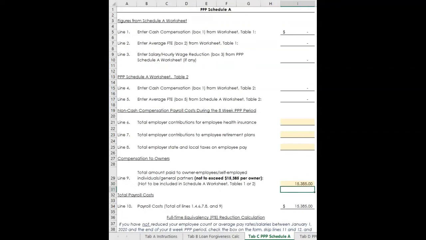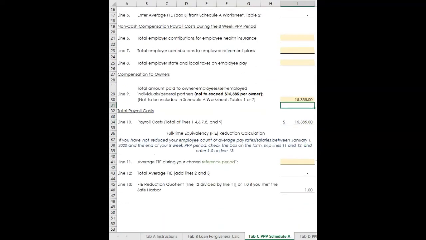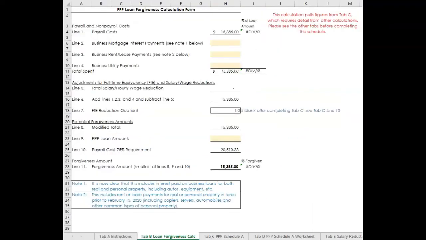As another example, let's say your net profit last year was $55,000. In that case, your compensation to be forgiven will be $8,462. For the purposes of this example, let's say your net profit last year was $125,000, so your maximum compensation here is $15,385. Next, because you had no employees, you are going to reflect here on line 13 that your full-time equivalent quotient is 1.